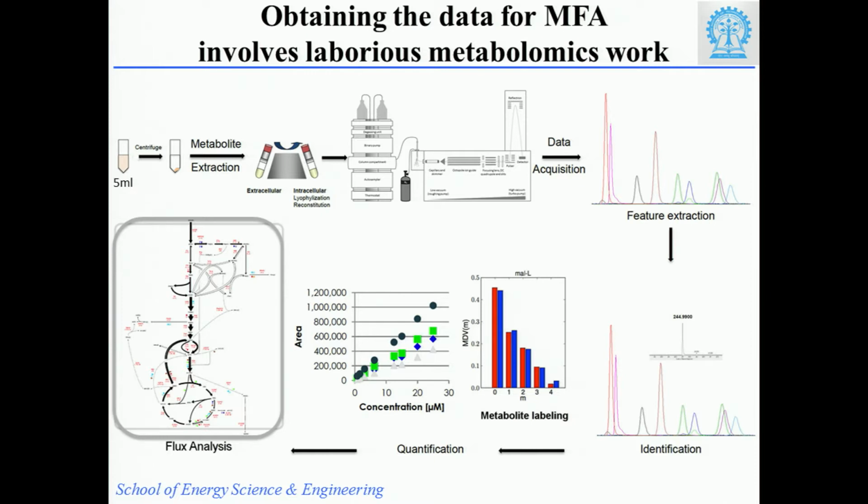So, this is overall the experimental side of it, where you do the experiment, collect the metabolites, measure the metabolites, extract the labeling information from the GC mass data, and then use that information to build the model.